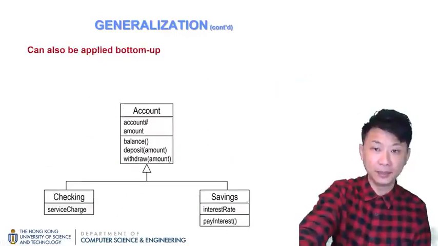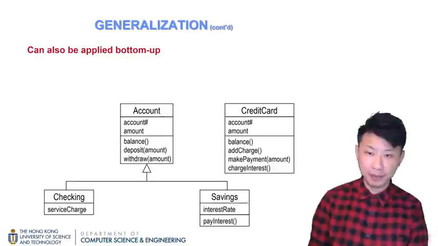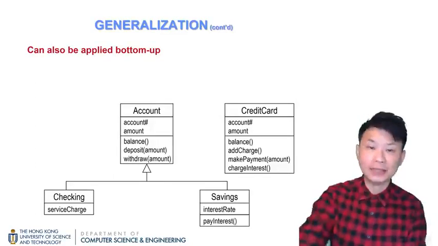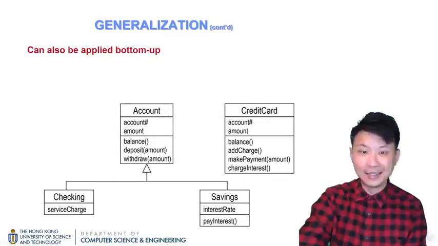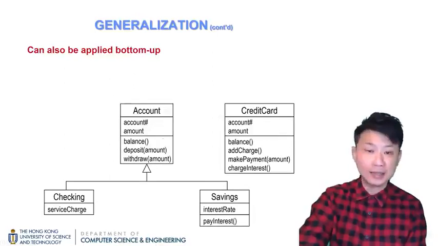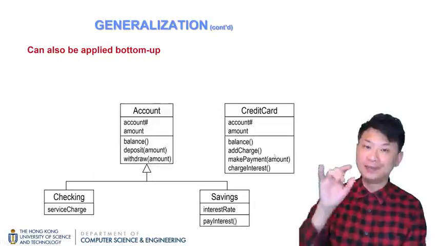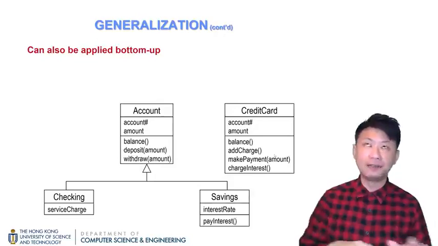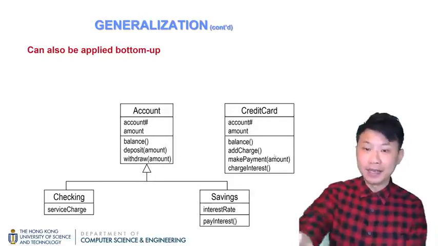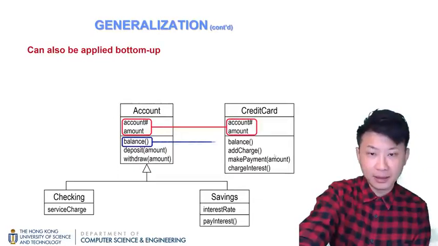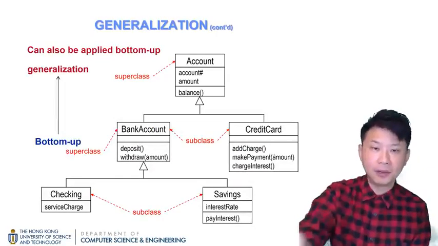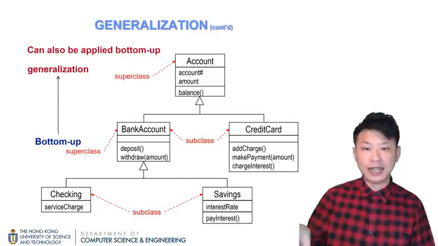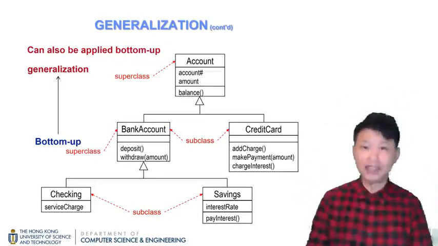And we can also do it bottom up. For example, we can see that we have two classes. They are pretty similar to each other, for example, account and credit card. You can see that the attributes are kind of similar, and the operations are kind of similar. Then we can see that they are similar objects that we have within the class diagram. Then we can perform generalization.